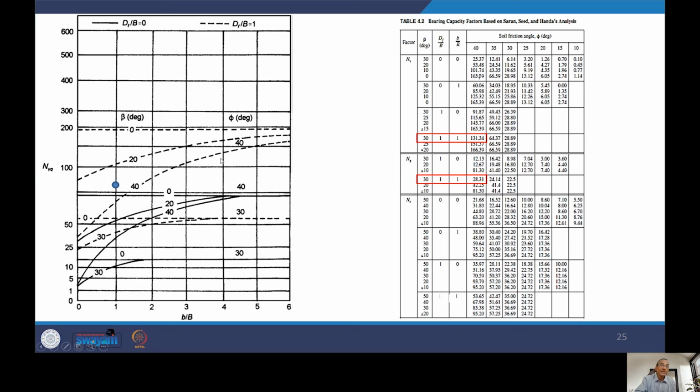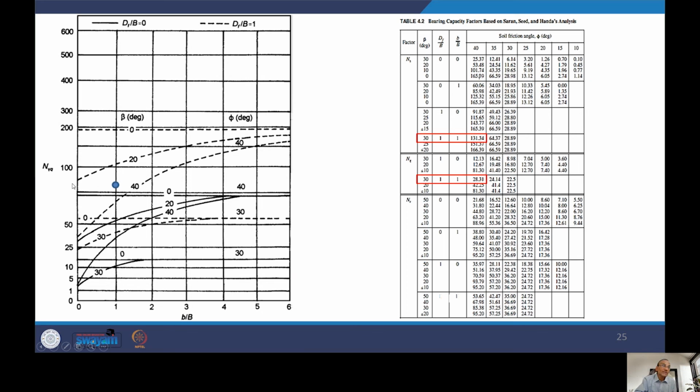Okay, so for phi 40 degrees, the charts are here. These all three lines are basically for phi equal to 40 degrees. And we need to use the dotted line, not the solid line. This line is for beta equal to 0, this line is for beta equal to 20, and this is 40. Because there is no curve for beta equal to 30, we pick up the value for 20 and 40, which is about 110, and this is about 70 here.